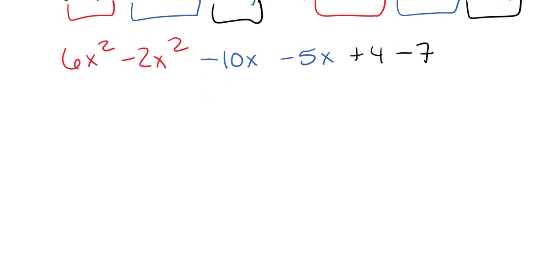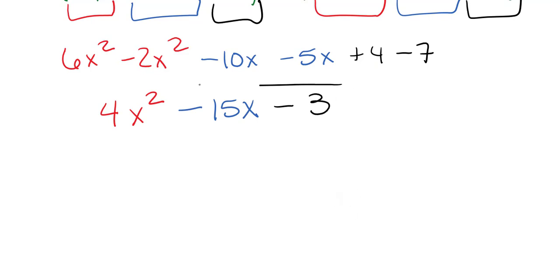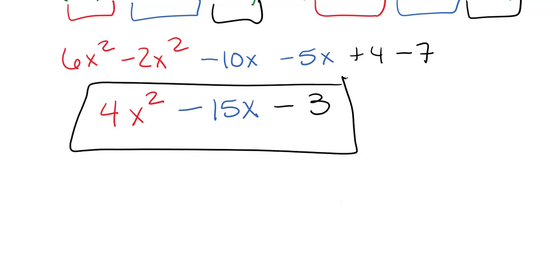So 6x squared minus 2x squared would be 4x squared, because 6 minus 2 is 4. And we just leave the variable. Minus 10x minus 5x is minus 15x. And then 4 minus 7 is just negative 3. And so that would be our final solution.